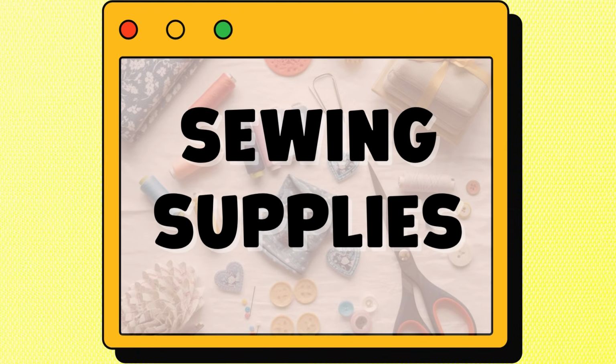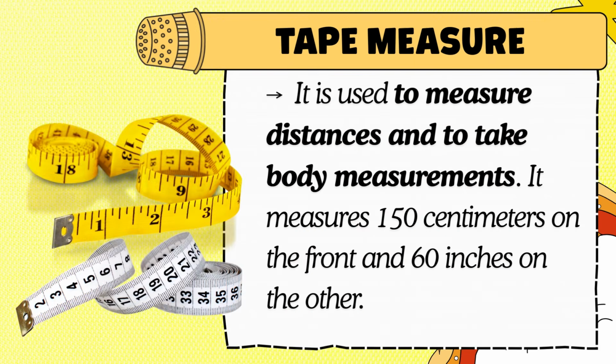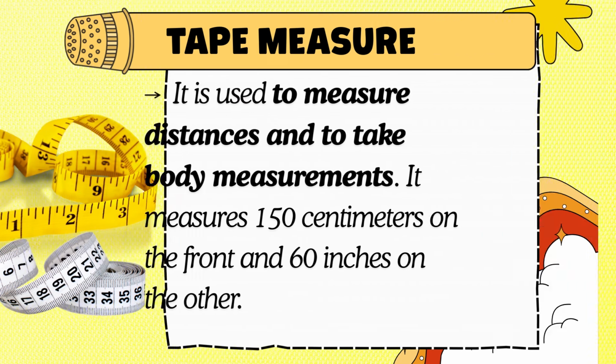Sewing supplies. 1. Tape measure. It is used to measure distances and to take body measurements. It measures 150 centimeters on the front and 60 inches on the other. Let's start with the tape measure. This is the flexible tool we use when we need to know body sizes or fabric length. You often see this when measuring waist, sleeves, or fabric before cutting.